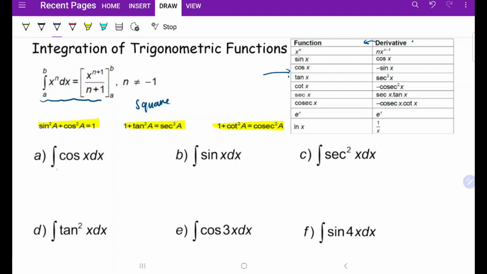So let us say we're given basic equations like what is the integral of cos x dx. So the integral of cos, we will come to this side of the table. We can identify cos there, and therefore going backwards, that gives us sine. So therefore the integral of cos x simply becomes the sine of x, and make sure that you remember your constant of integration. And that is exactly it. There is nothing more that you need to do there.